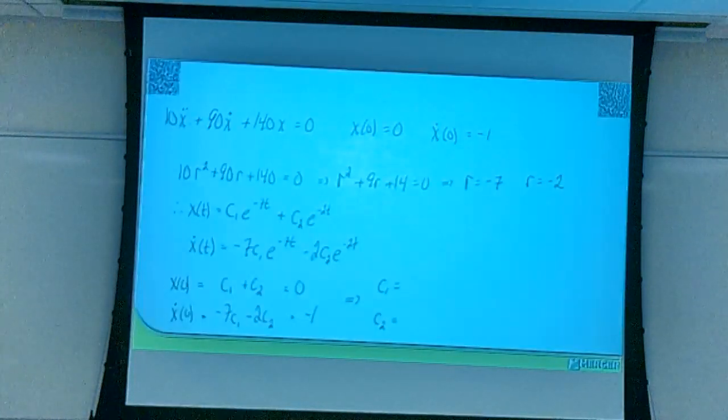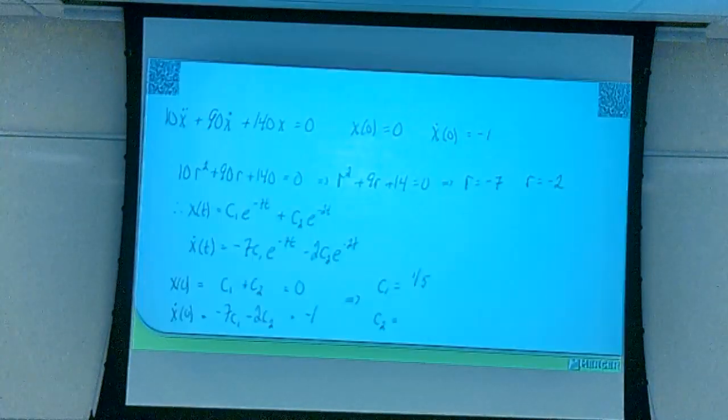So what? 7C1 plus 2C2 has to equal positive 1, right? If you plug in C1 as negative C2, that would give you 7C1 minus 2C1. 5C1 has to be positive 1, which makes C1 positive 1/5.